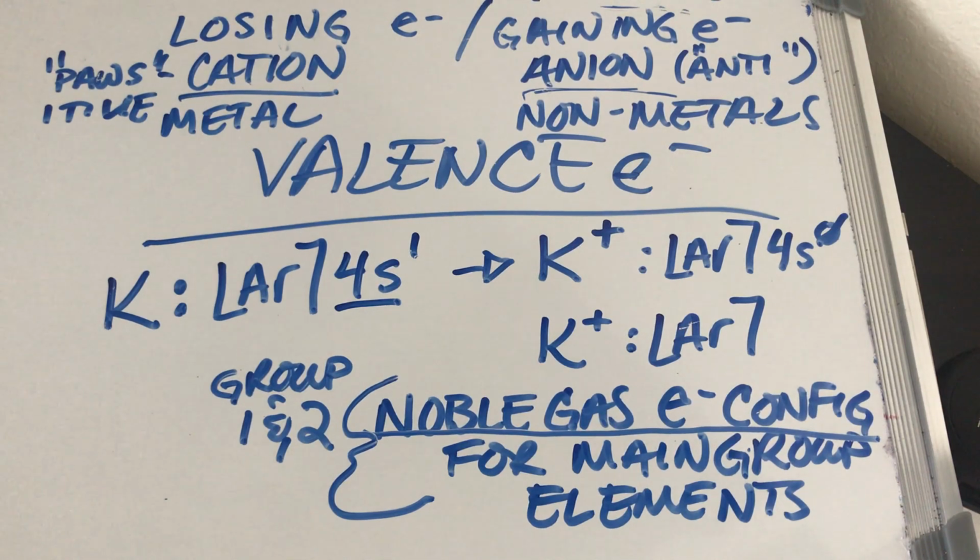So you said the main groups are mainly S block and P block. Mainly, yes. Cool. So if you're in group 1, how many valence electrons do you have to lose? 2.